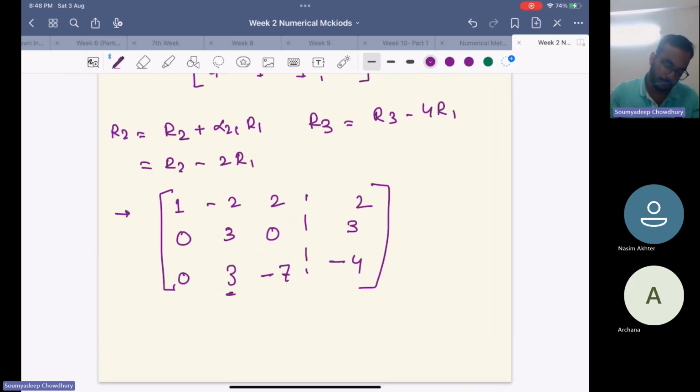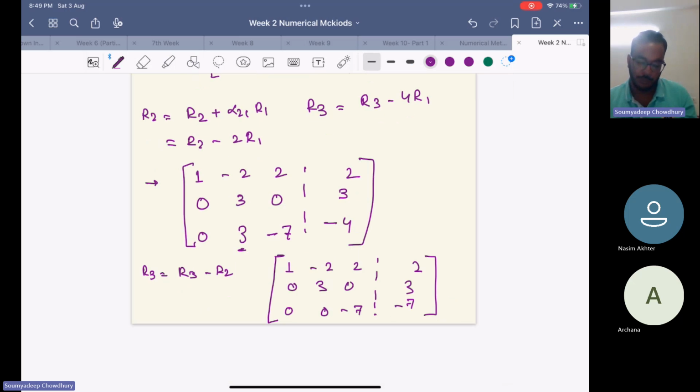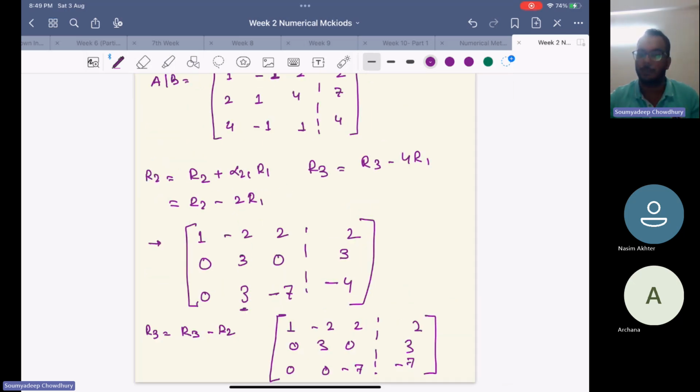So now this element we have to make 0. So R3 will be equal to R3 minus R2. Then we will get 1, minus 2, 2, 2; 0, 3, 0, 3; 0, 0, minus 7, minus 7. Fine. So you can see from here, we have converted this augmented matrix into the upper triangular matrix. So this is my A matrix, and the total thing is my A slash B matrix.